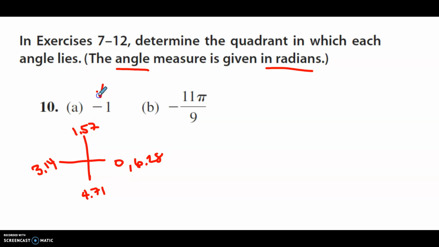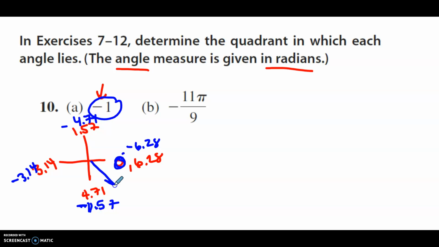However, I see that it's negative. So you want to just think about those same values, but in the opposite direction. This is 0. This is negative 1.57. This is negative 3.14. This is negative 4.71, and now this is negative 6.28. So where is -1? It's going to fall between 0 and negative 1.57. So this -1 angle in radians is going to land in the fourth quadrant. So 10A would be the fourth quadrant.